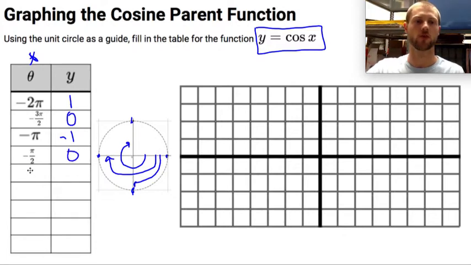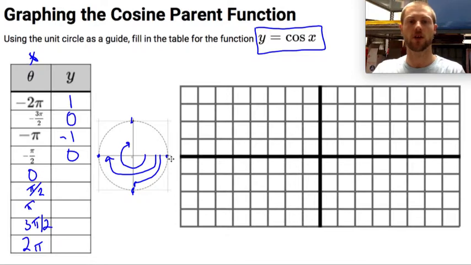And then I'll fill this in with 0, pi over 2. We're going to continue to go by increments of pi over 2. Pi, 3 pi over 2, and then 2 pi. And the pattern will continue. At 0, the x value is 1. So the cosine of 0 is 1. The cosine of pi over 2 is the positive direction, that's 0. The cosine of pi is the x value here, that's negative 1. And then I continue 0 and then back up to 1.